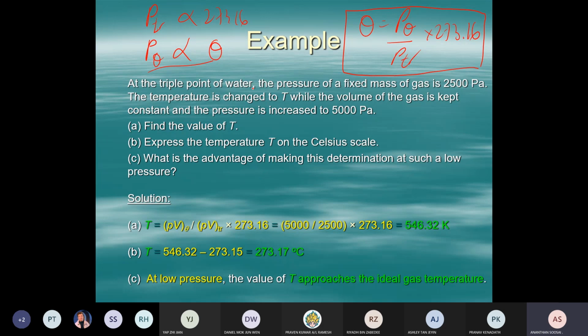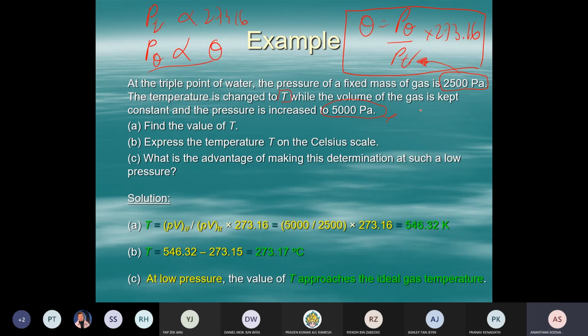At the triple point of water, the pressure of a fixed mass of gas is 2500 Pascal. So this is your P_TR, the pressure at the triple point of water. The temperature is changed to T while the volume of the gas is kept constant and the pressure is increased to 5000 Pascal. So for a new temperature T, the new pressure is 5000 Pascal. Find the temperature T.